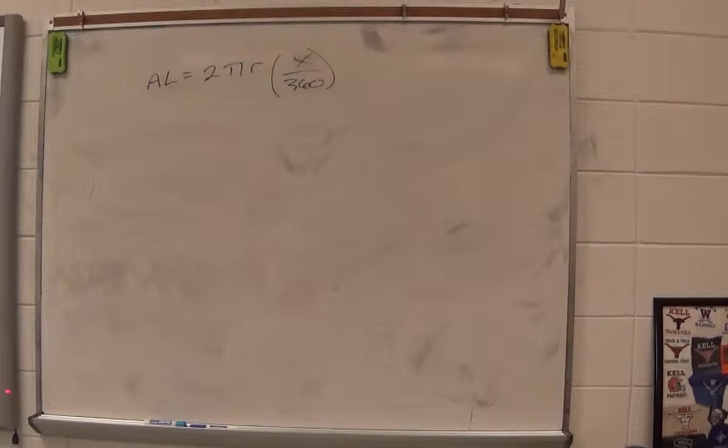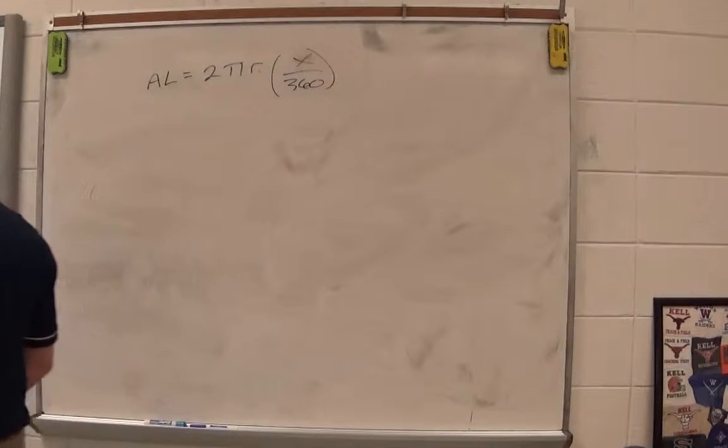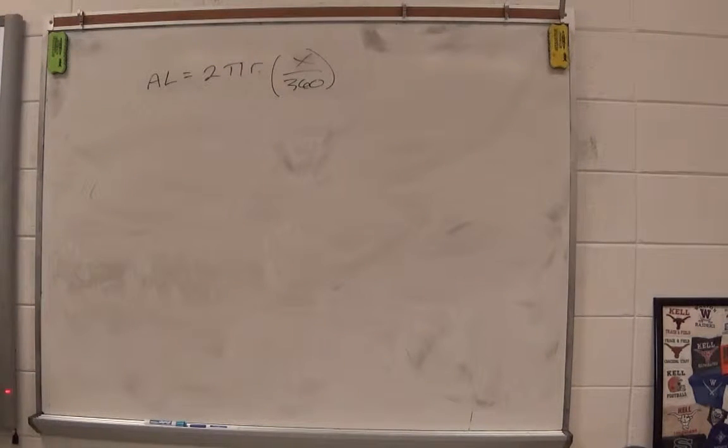The learning target for today is up on the board. It says I can find arc lengths, and it gives you the formula. It says AL equals circumference times ratio. If you look ahead, you can see that Monday or Tuesday of next week it'll say I can find sector areas, and it's basically the same formula. Instead of circumference, however, it says area.